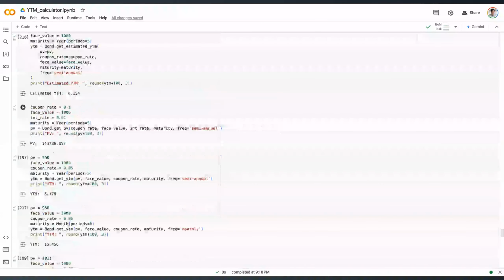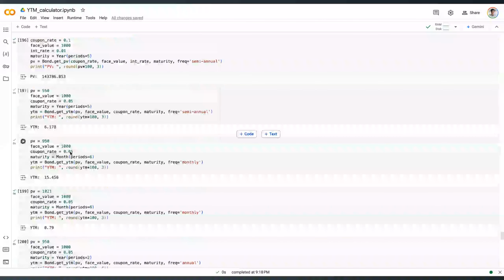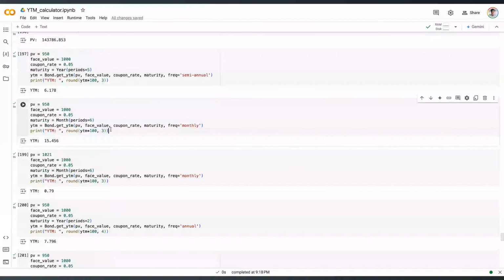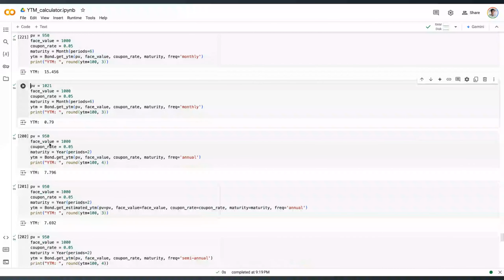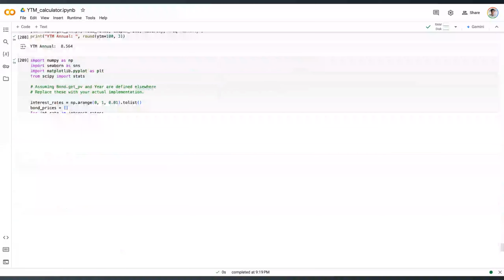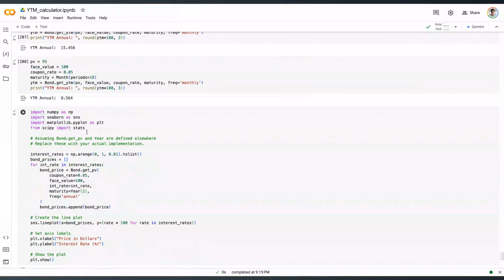Let's take a different example. Let's take monthly maturities. You can implement it. You can find the yield to maturity by running this part. That will give you the yield to maturity of about 15%. Okay, there are more examples here, and you can find them in the description for this video.